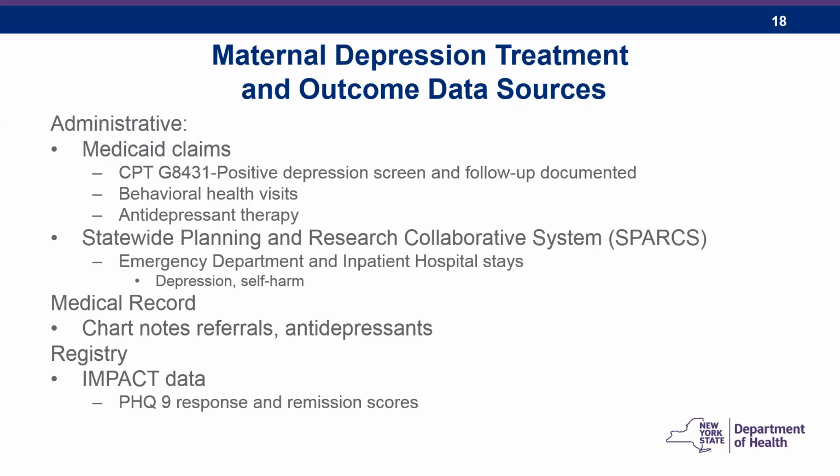And then, of course, medical records in the electronic medical record system, with all their limitations that we noted before. They should include documentation of referrals, treatment, antidepressants, and things like that that could be extracted. And finally, in the registry data, as I mentioned, IMPACT data does include PHQ-9 response and remission scores, or at least is moving towards having those data available. Next slide.